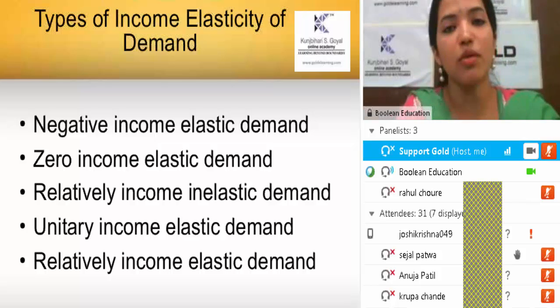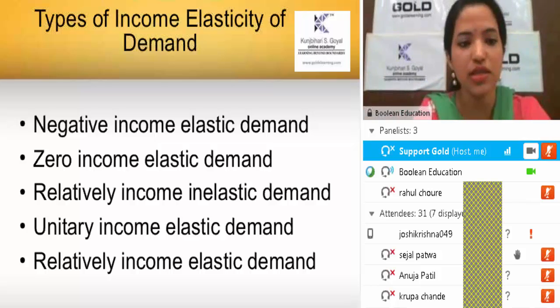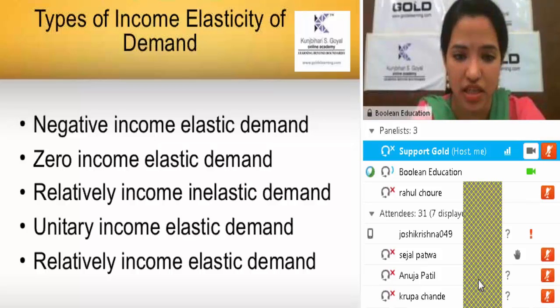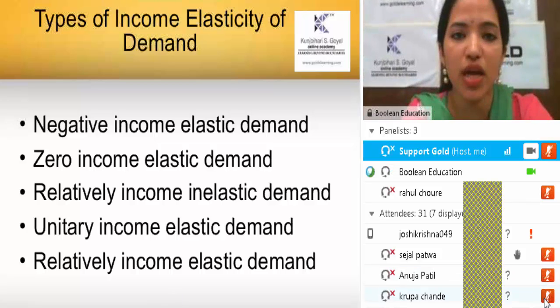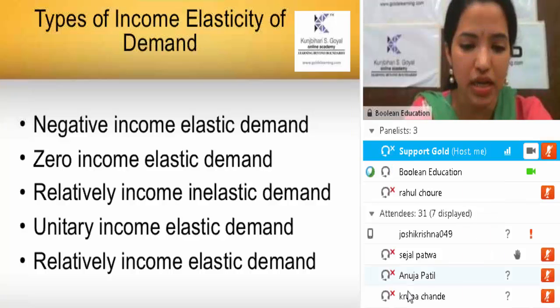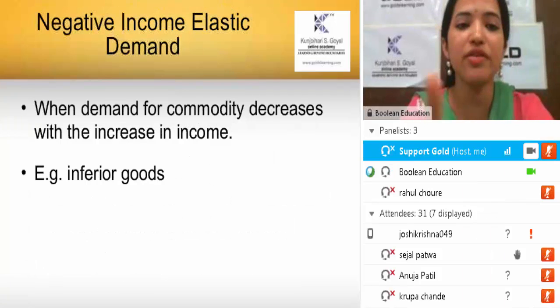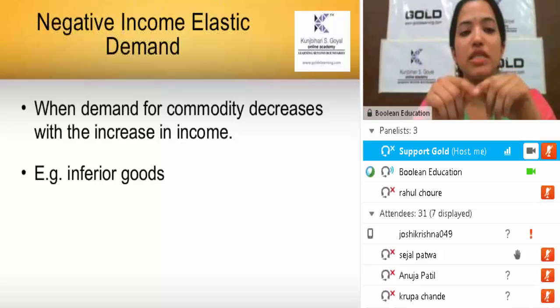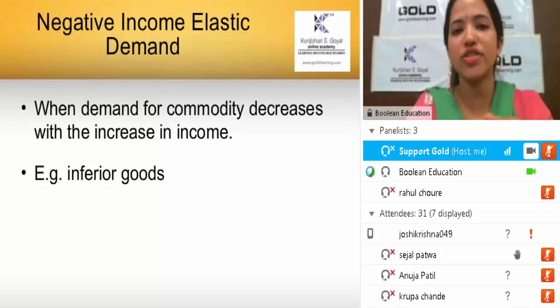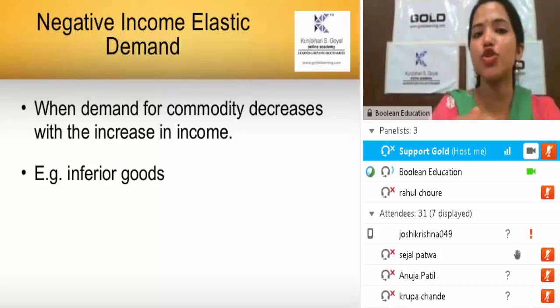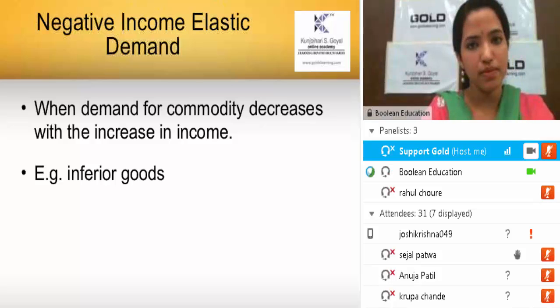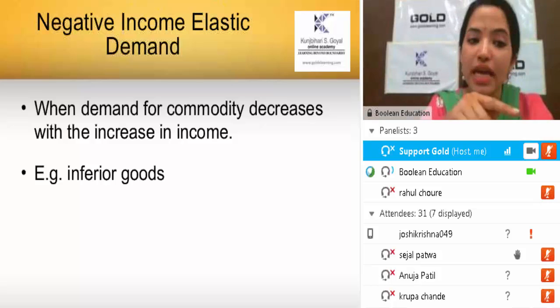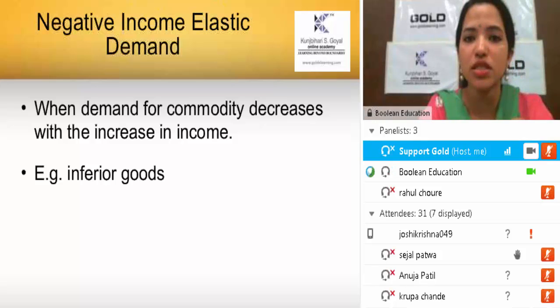So we have negative income elasticity, zero income elasticity, relatively income inelastic demand, unitary income elastic demand, and relatively income elastic demand. Let's start with negative income elasticity. Now, I am contradicting what I just said. I said that there is a positive relationship between income and demand, right? But here we have a negative relationship. Here we are saying negative income elasticity of demand.